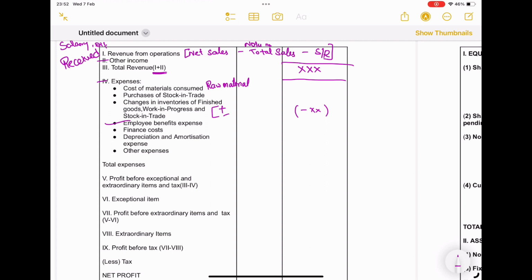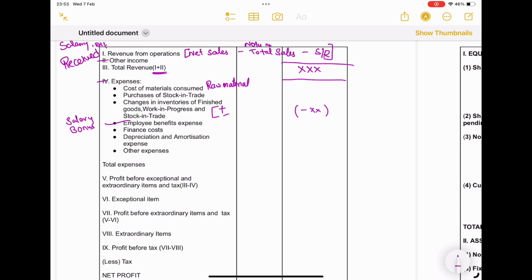For example, salary paid, bonus, commission paid to employees. The things which are entirely related to employees, PF amount paid to employees. Anything which is paid, mark that word, paid to employees, will be considered in employee benefit expenses.